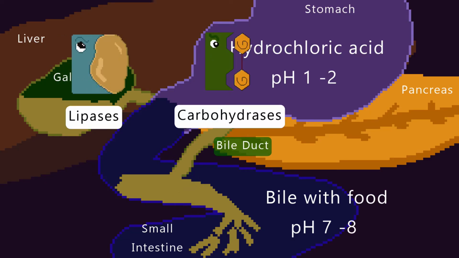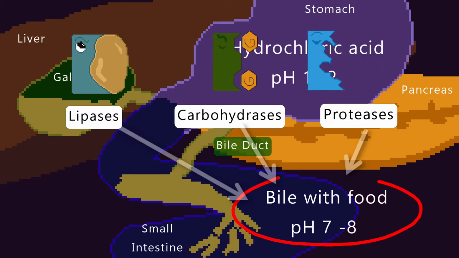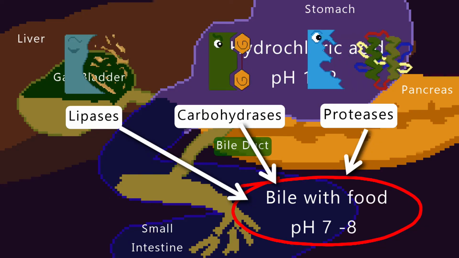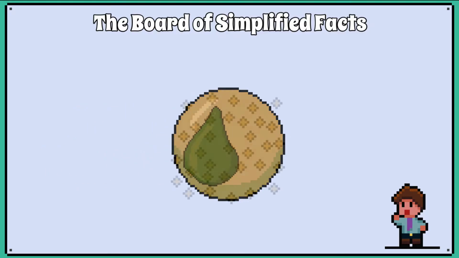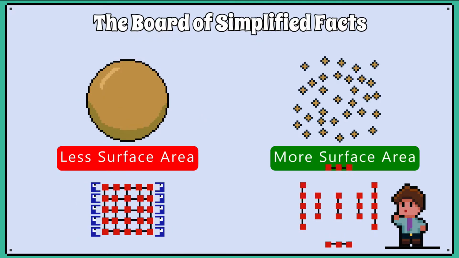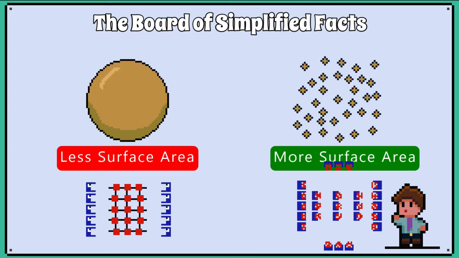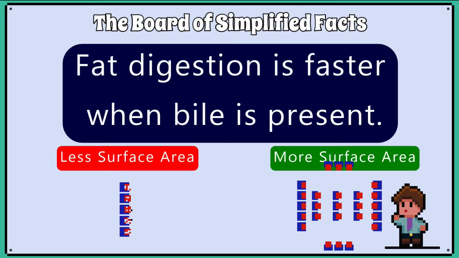The bile travels through the bile duct and mixes with the partially digested food from the stomach. Lipases, carbohydrases, and certain proteases have an optimum pH of 7 to 8, so the bile generates the favourable conditions in the small intestine. Bile also emulsifies fat. Emulsification describes how the bile emulsifies large droplets of fat into small droplets of fat. This increases the available surface area for lipase enzymic action. Fat digestion is faster when bile is present.